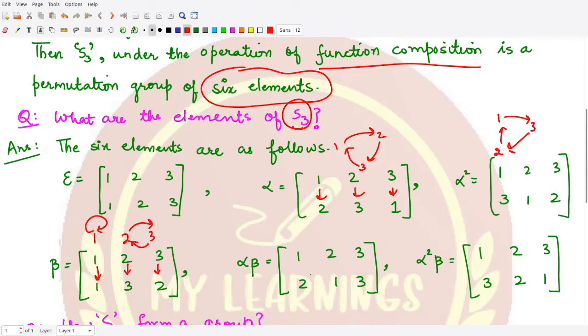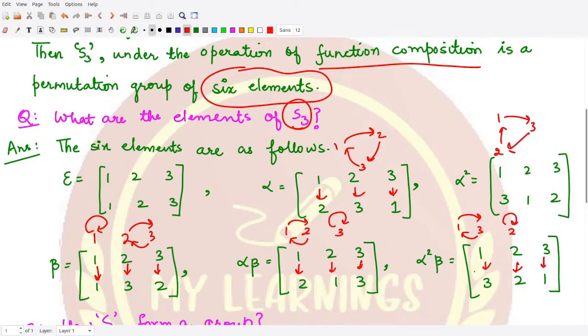In alpha beta, what is happening? 3 is kept fixed, so 3 is moving on to itself, and 1 is moving on to 2, and 2 is moving on to 1. So you see we have 1 goes to 2 and 2 goes to 1 in this case. And in the case of alpha square beta, we have 2 kept fixed, right? And 1 goes to 3 and 3 goes to 1. So these are the 6 elements within the group S3.